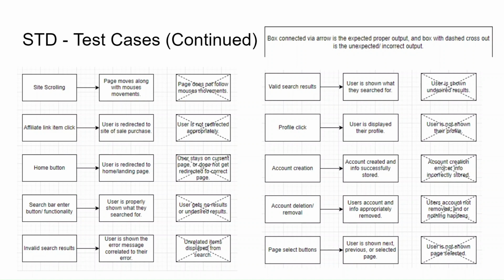Also, other functionalities such as the search bar enter button. When you search something and hit enter, it should bring up what you searched for, not something else or nothing. Also, to tie into that, invalid search results: if you search something that we do not have, it should show an error message and/or tell you to search again, and it should not display anything if we do not have it. Also, other things such as account creation and account deletion will tie into a database that stores that information, and that should successfully create the account and successfully delete the account and the information tied to it. And we can see those cases where it does not act accordingly, and that should not happen.